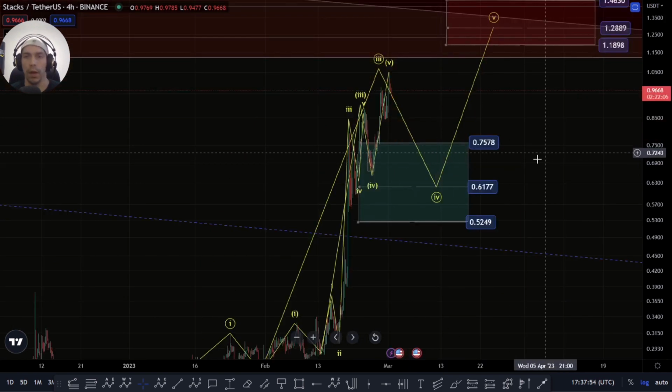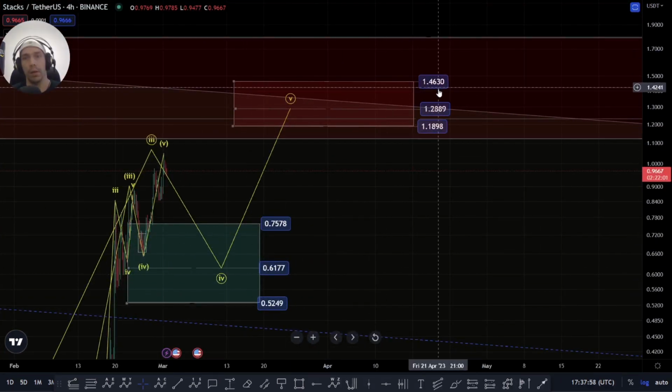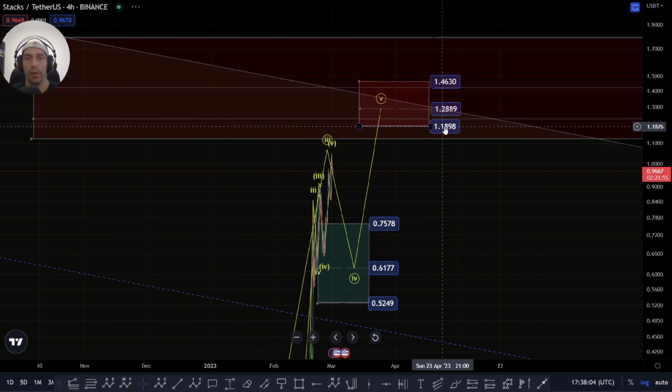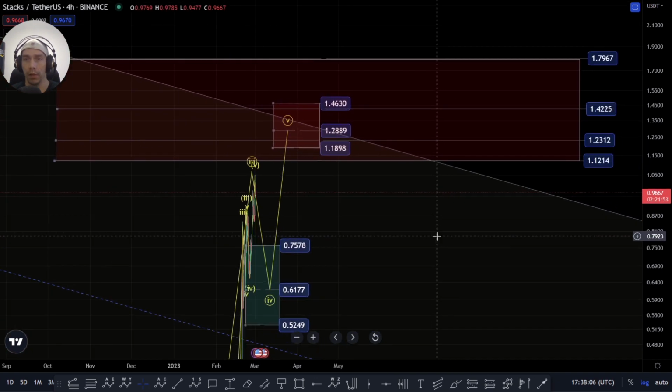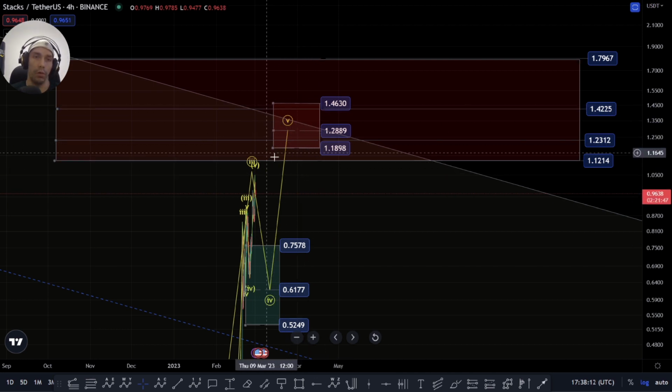That 5th wave, depending on how deep we come here, could potentially come up towards this $1.4630 to this $1.1896. So we can see that would actually put us within this rejection zone and potentially also put us into that zone where we would interact with that channel.